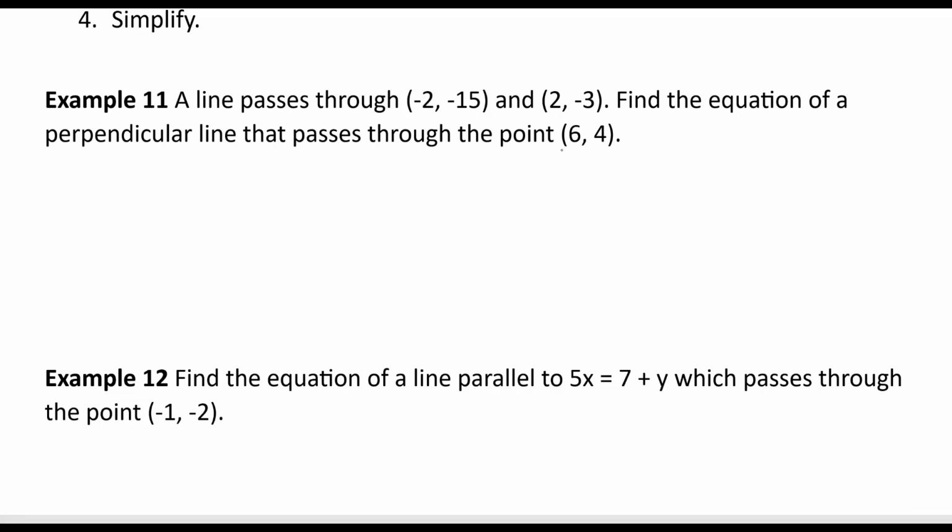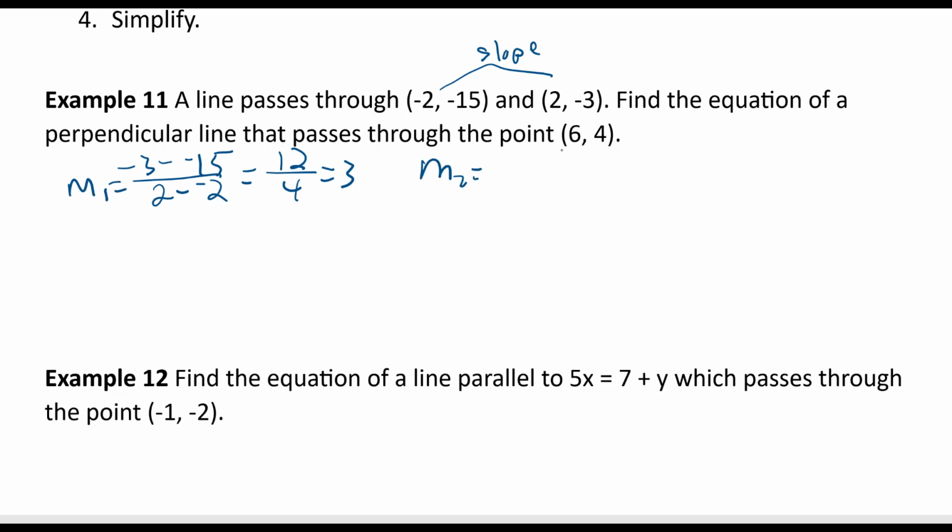So we want to get the slope here first. So we'd have negative 3 minus negative 15 over 2 minus negative 2. So that's going to be 12 over 4, which is 3. So that's the slope of the, I'll call that m1, of our given line. So our m2 is going to be negative 1 over m1, or negative 1 over 3.